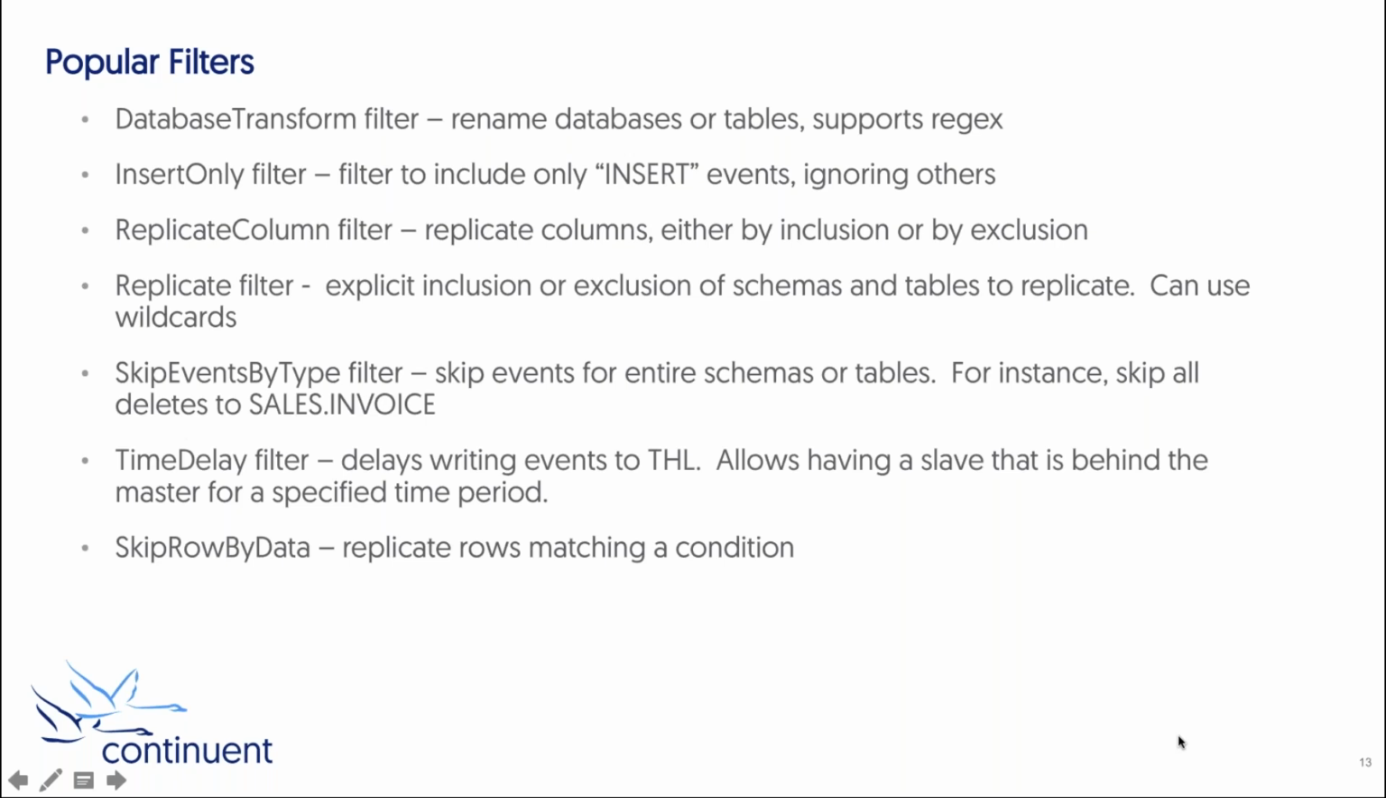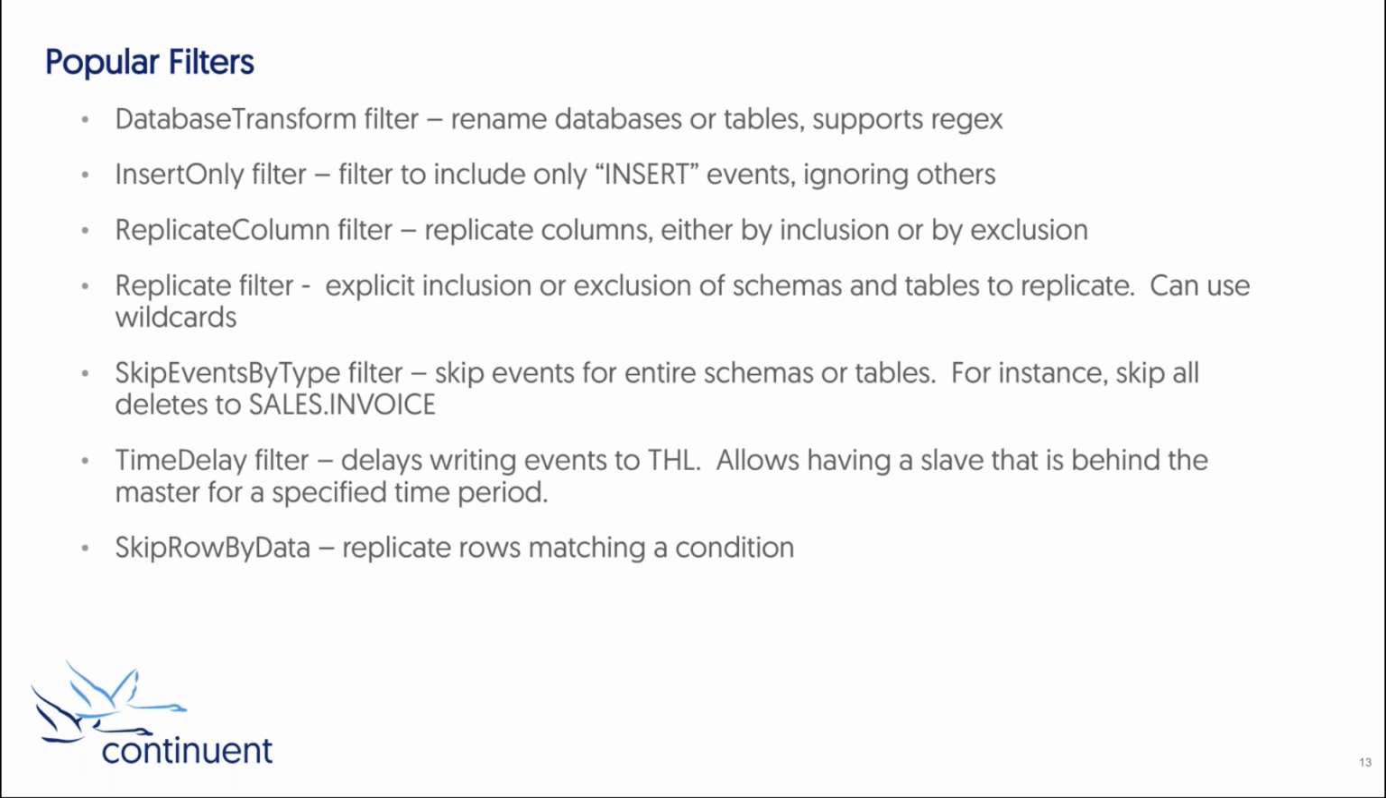Our replicate filter, aptly named, it's the most popular one, and really this is used to replicate or ignore certain schemas or tables, and it supports wildcards. So you can choose which schemas you'd like to replicate, which tables you'd like to replicate. You can use wildcards, or you could just say ignore these couple tables. Again, it's used for analytics especially. So for analytics, there's usually a certain set of tables that you want to run your analytics on, and you would use the replicate filter to specify which tables you'd like to be replicated.